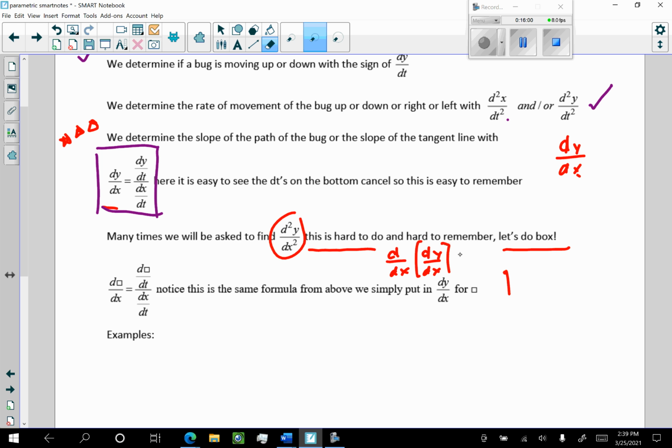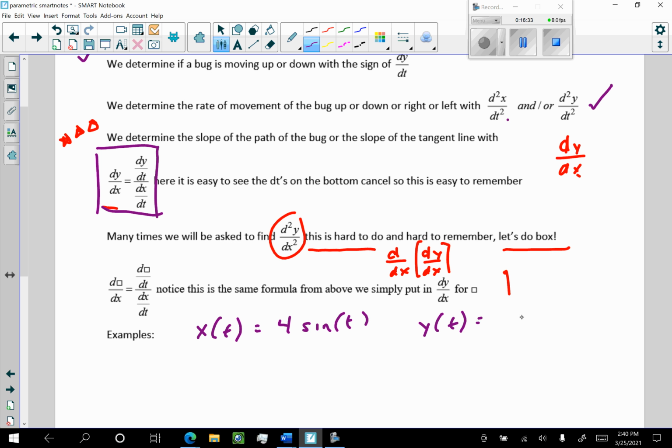So let's get wild and let's do an example of finding the dx dt, the dy dt, and the dy dx. So here's a parametrically defined motion right here. I'm going to let x of t equal 4 sine of t. And I'm going to let y of t equal 4 cosine t.